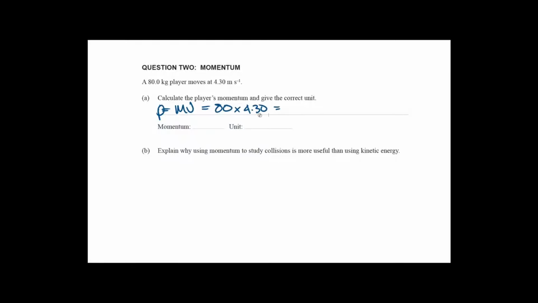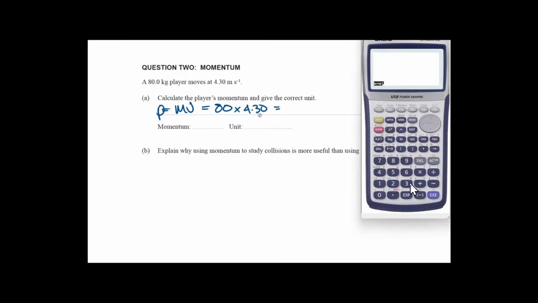And we grab Mr. Casio. He comes out and works it out for us. 344. So 344. Now what's the unit? Well, momentum doesn't actually have a name for a unit. So you've got two choices for momentum. I guess you could say kilogram meters per second, or the other way is newtons per second, but kilogram meters per second would probably be the best one.